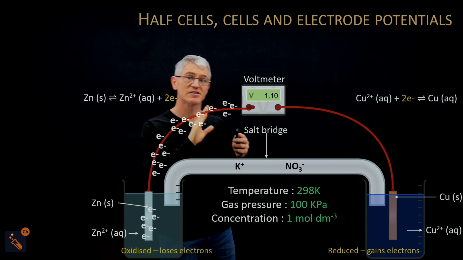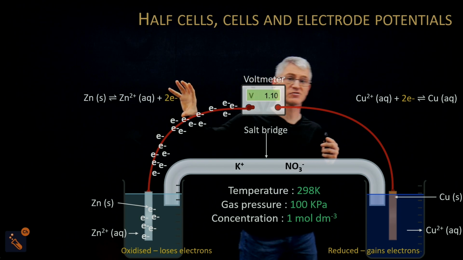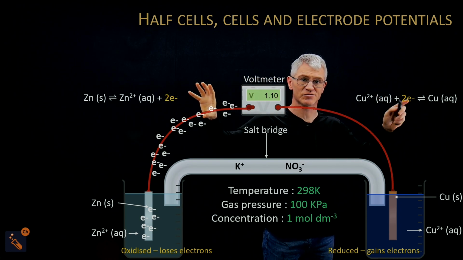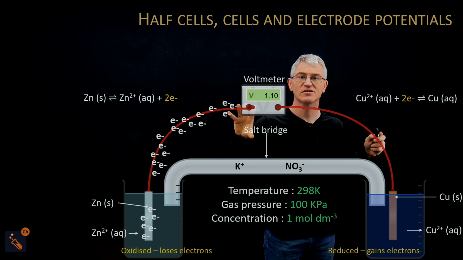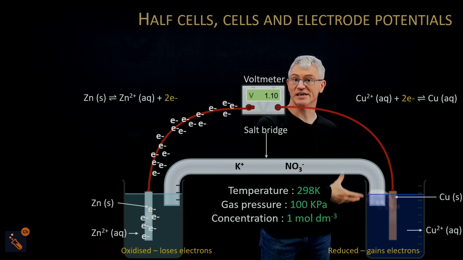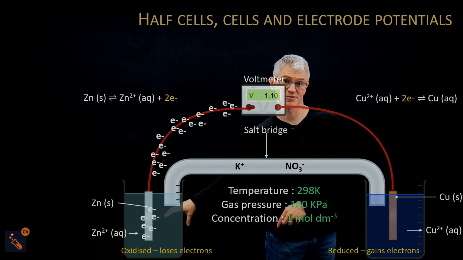Now, if that's the case, as I said, that's going to lose electrons, and this is going to gain electrons. This is going to lose, this is going to gain. So the one on the right always gains, the one on the left always loses.